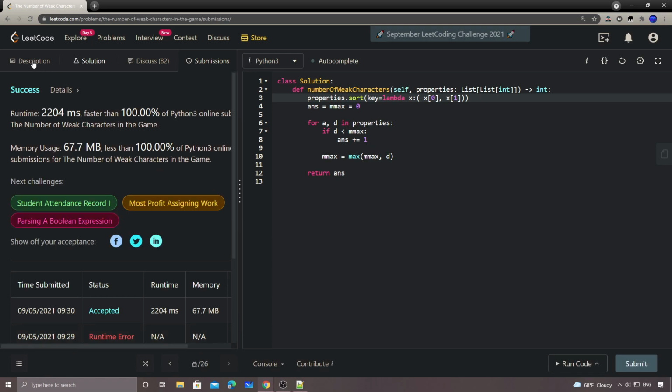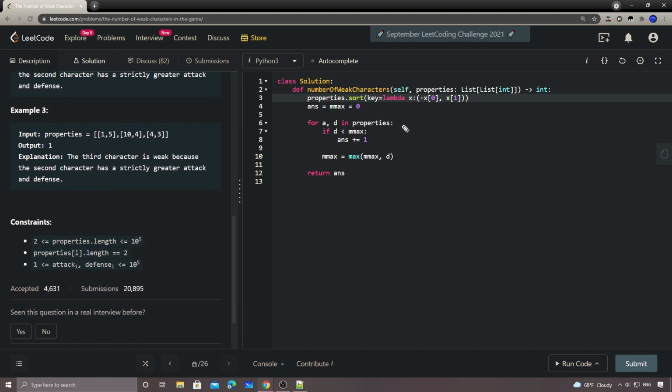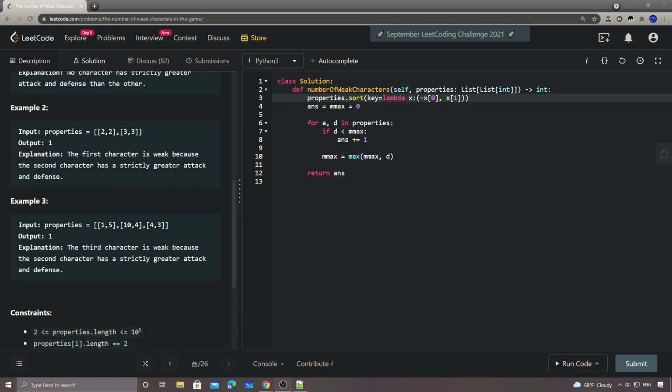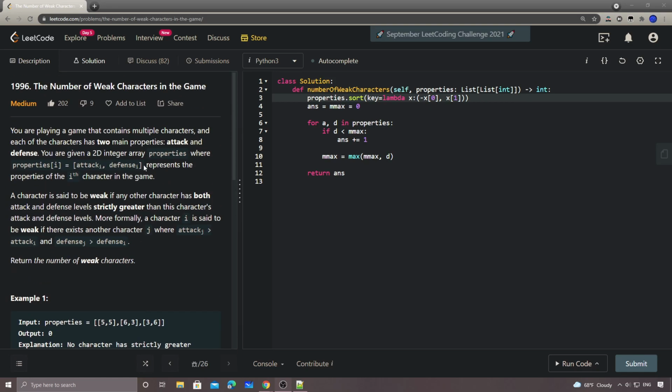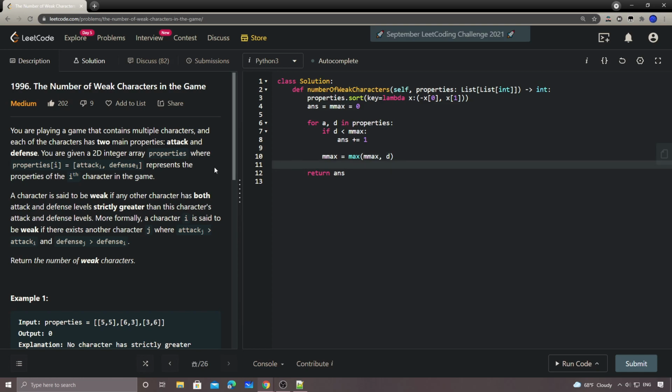So that's it. The time complexity is apparently n log n, because we have sorting at the very beginning. This one seems pretty straightforward, but figuring out the sorting and the sequence to process each one of them and then maintaining this max is not that easy, to be honest. But anyway, that's it for this one.